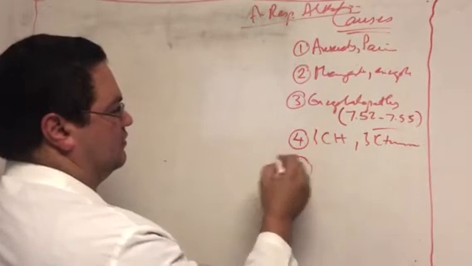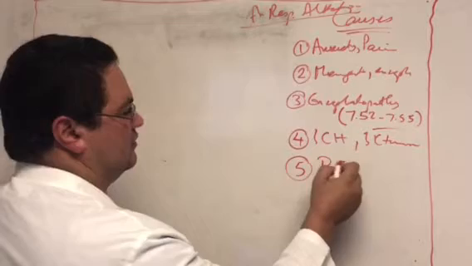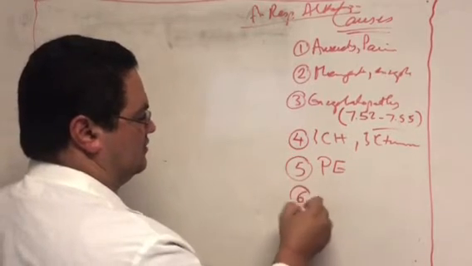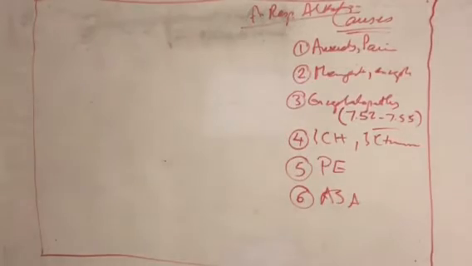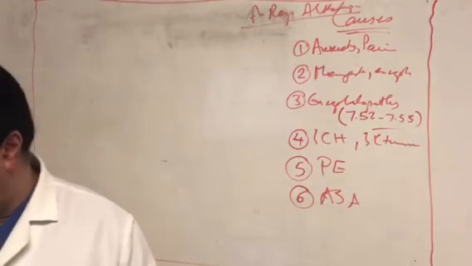Number five, PE. And number six is salicylate toxicity. Right? These are the things that will actually give you respiratory alkalosis. Nothing outside of this list. Barely can you see things outside of this. Anything that will make you excited.